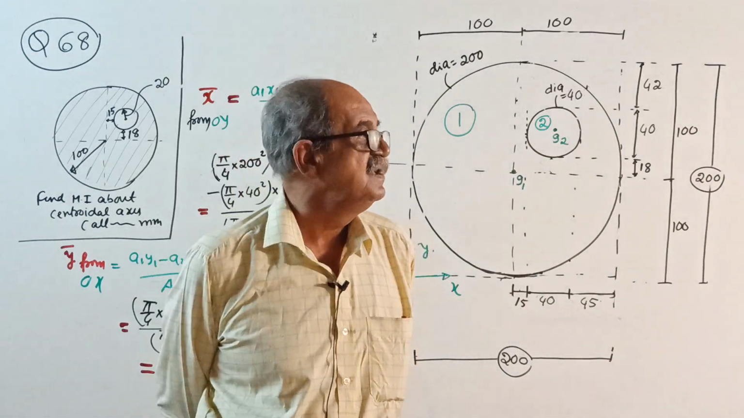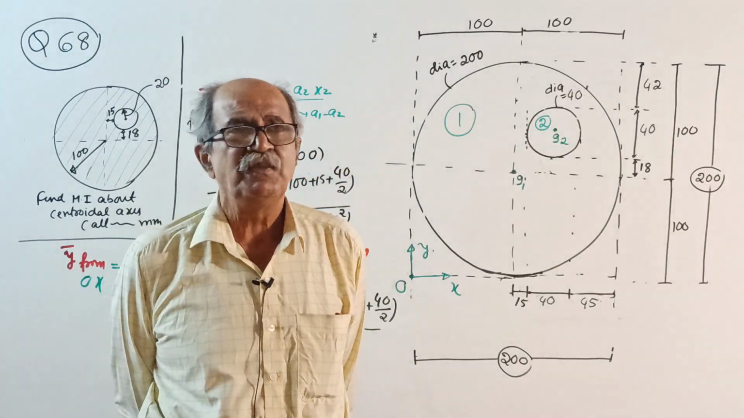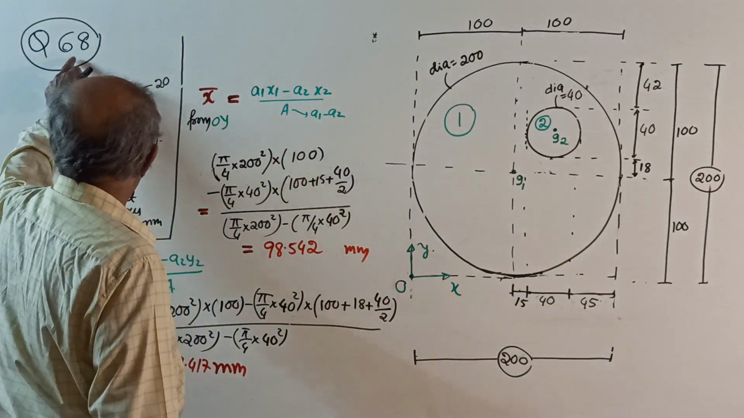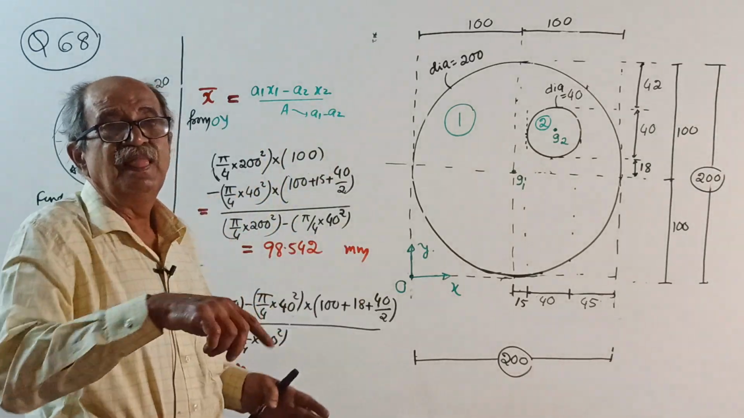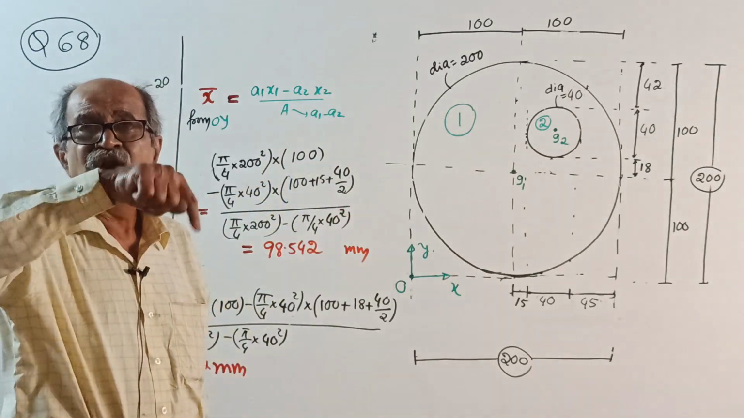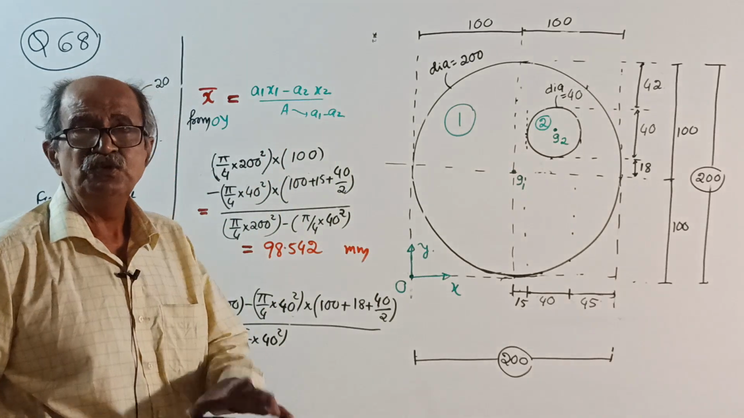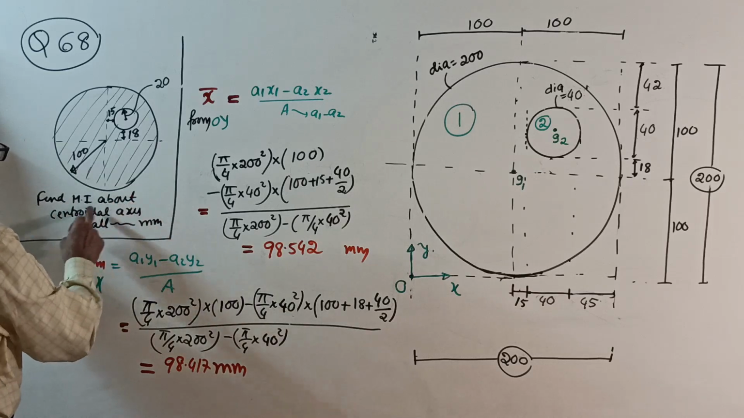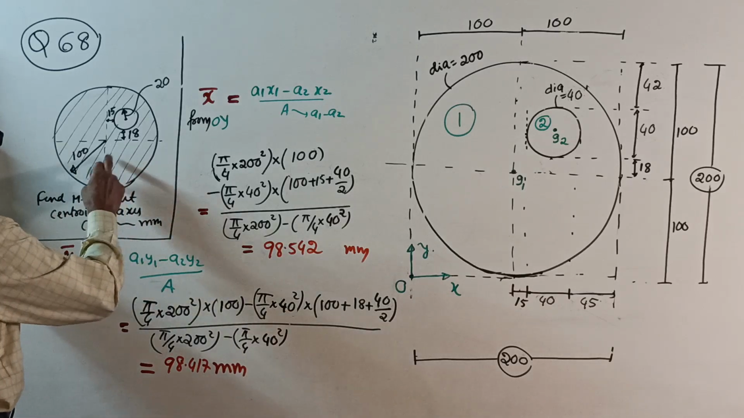Welcome to all. Today some special type of questions. First I will cover question 68. From a big circle, a small circle is cut out. I will do some 2-3 questions first. First one: find moment of inertia about the centroidal axis. You can make a small note here.